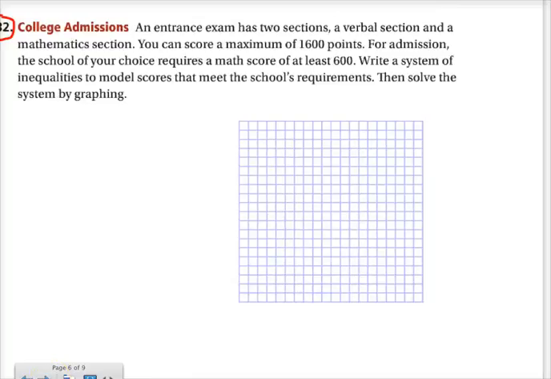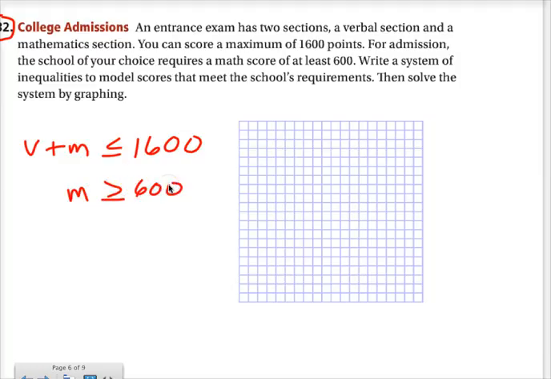Number 32, an entrance exam has 2 sections, a verbal section and a mathematics section. You can score a maximum of 1,600 points. So already I'm looking at my 1,600 points here, knowing that that's the max. Whatever the score is going to be, it's going to be less than or equal to 1,600, and that's going to come from the verbal plus the mathematics portion of the test. For admission, the school of your choice requires a math score of at least 600. So your math score needs to be greater than or equal to 600.